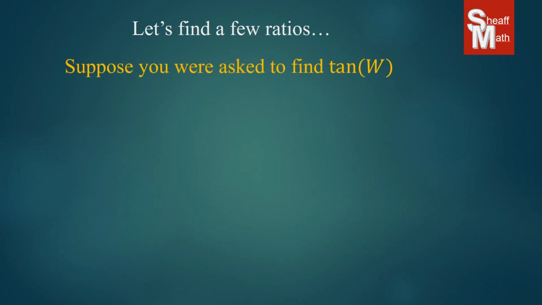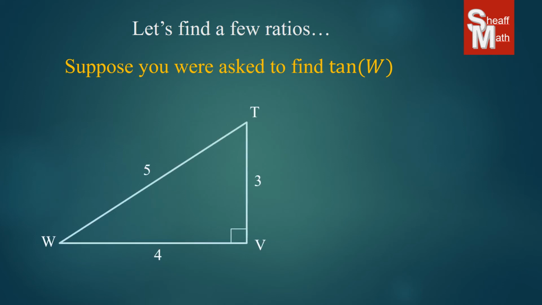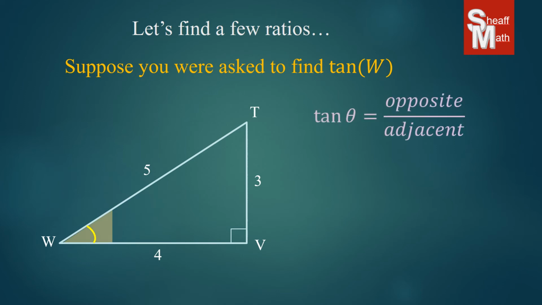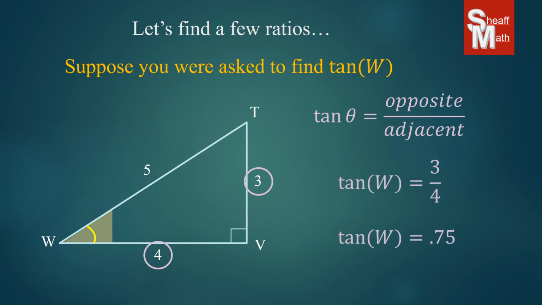Now, suppose you were asked to find the tangent of W. The same triangle, we'll look at W now. So that's this angle. Tangent is equal to opposite over adjacent. Opposite is 3, and the adjacent is 4. So that's our tangent: it's 3 over 4, which works out to 0.75.